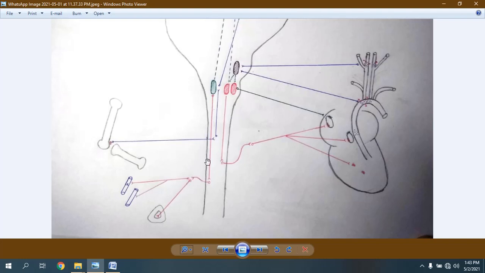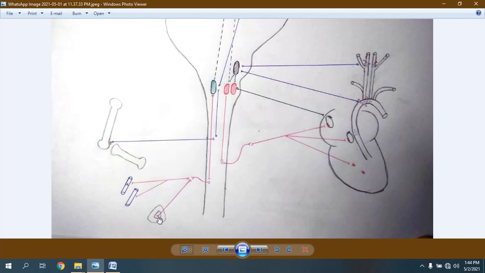Similarly, it will also not pass the signal towards the adrenal medulla. When the adrenal medulla is not activated, what will happen? The blood pressure will be decreased eventually, because the adrenal medulla is responsible for the production of epinephrine and norepinephrine.